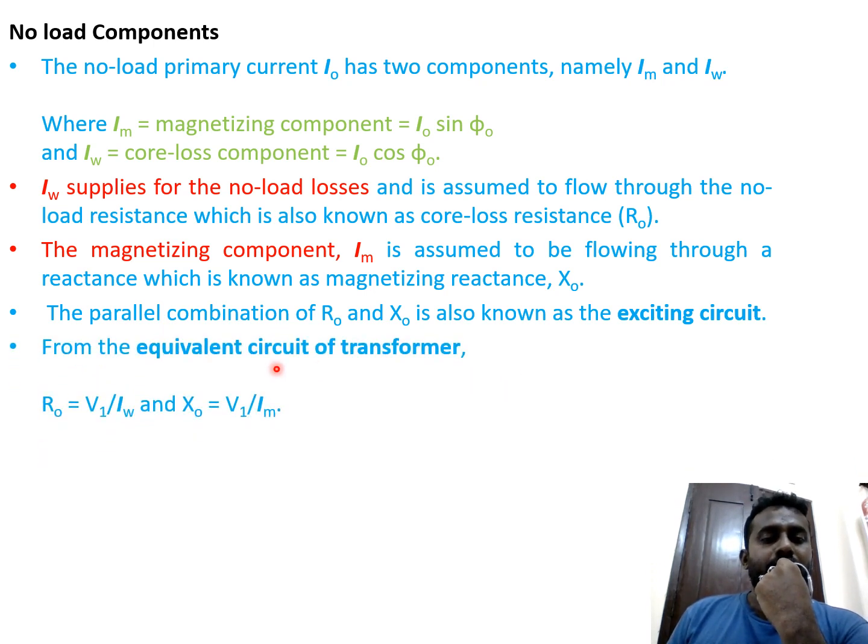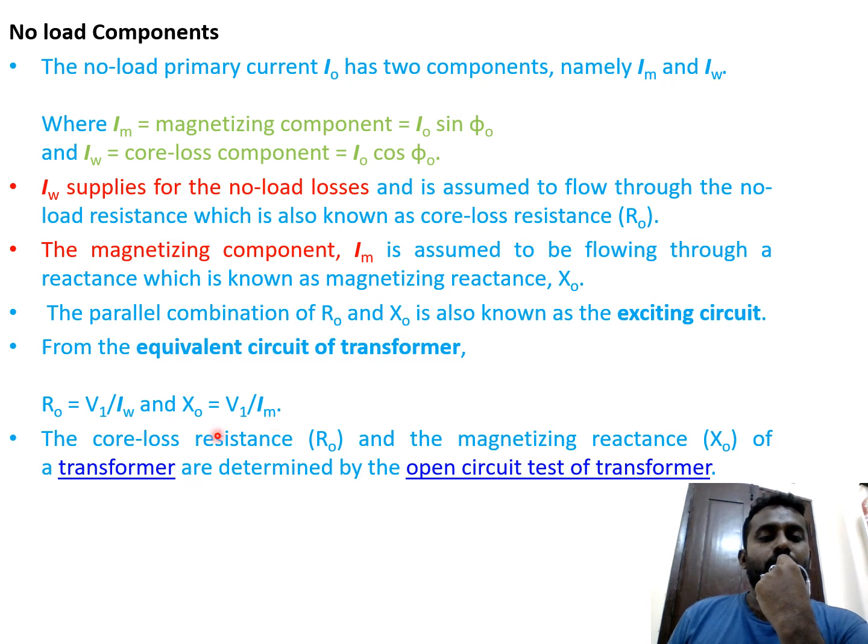From the equivalent circuit, as we'll see next, R0 will be equal to V1 by Iw and X0 is equal to V1 by Im. The core loss resistance R0 and magnetizing reactance X0 of the transformer are determined by the open circuit test of the transformer. This is one of the tests that is conducted to determine R0 and X0.